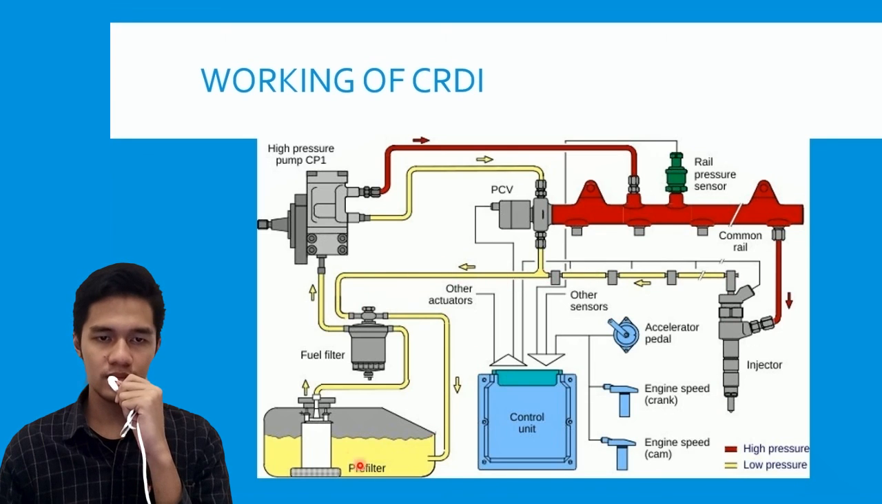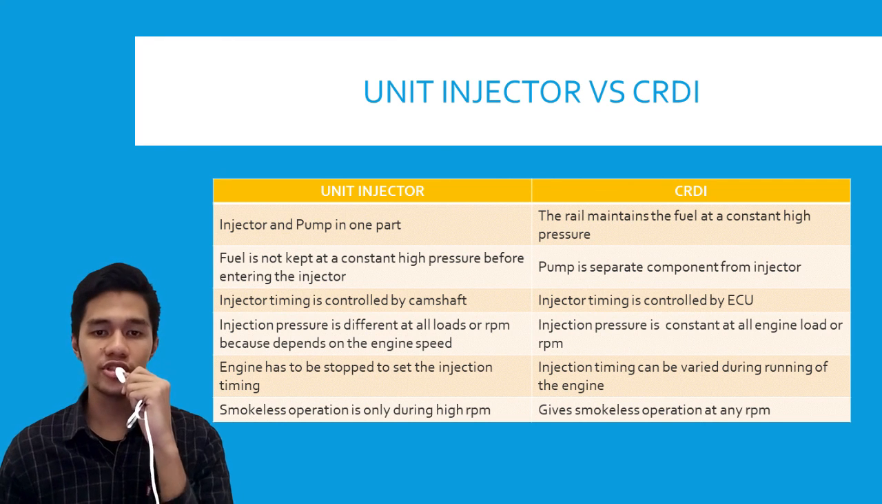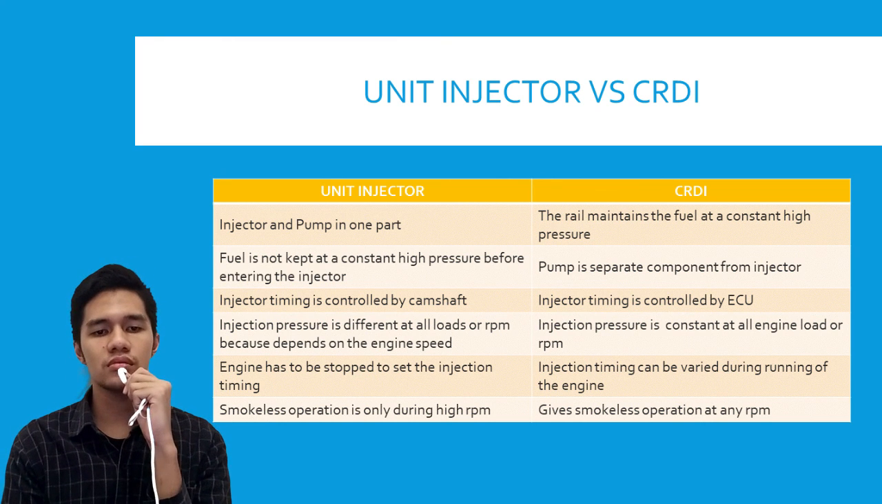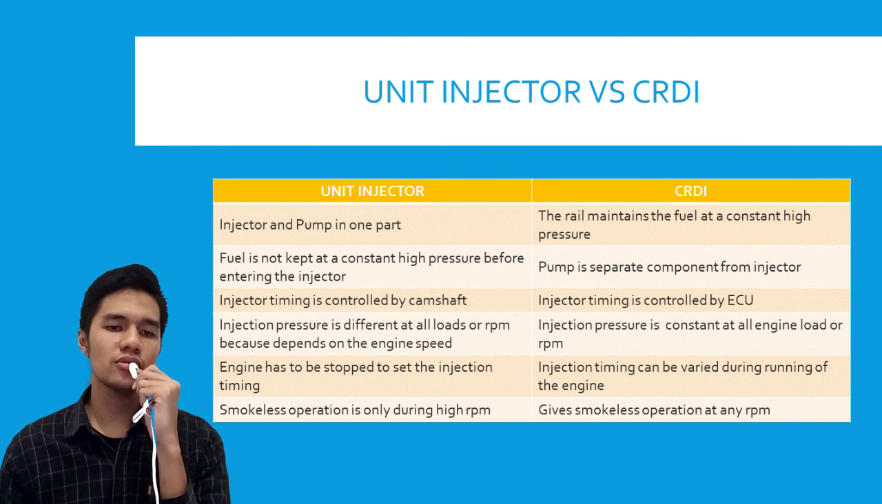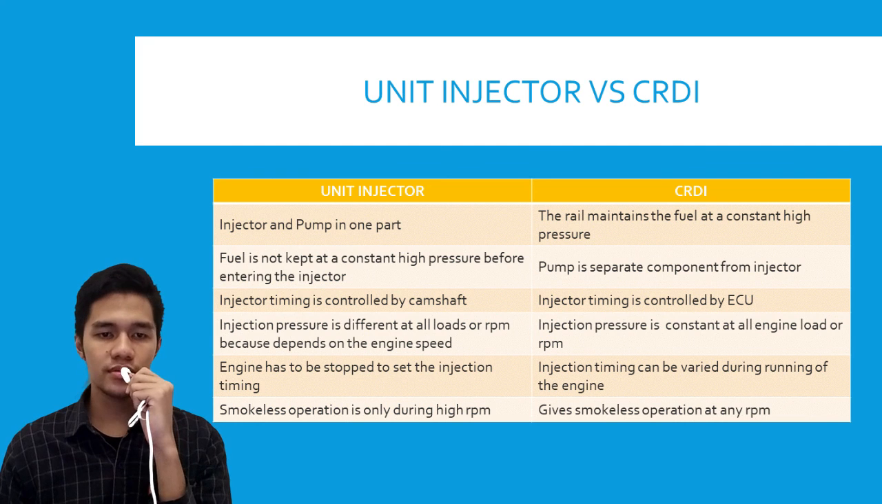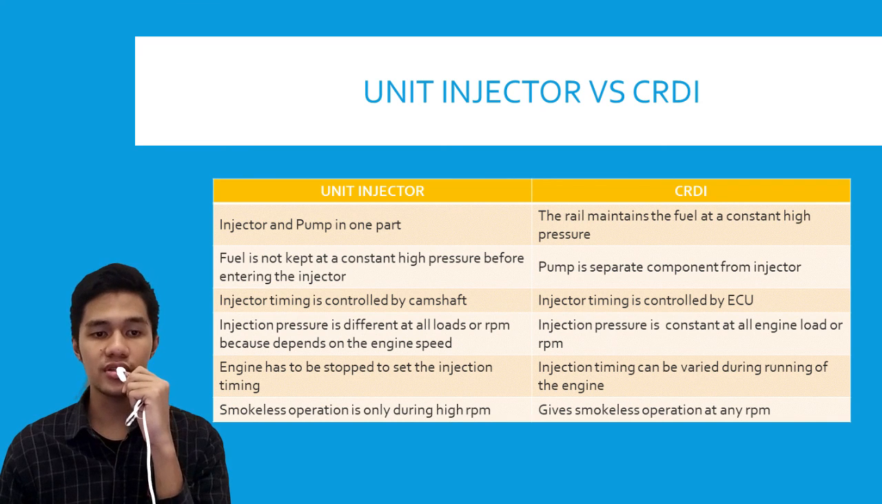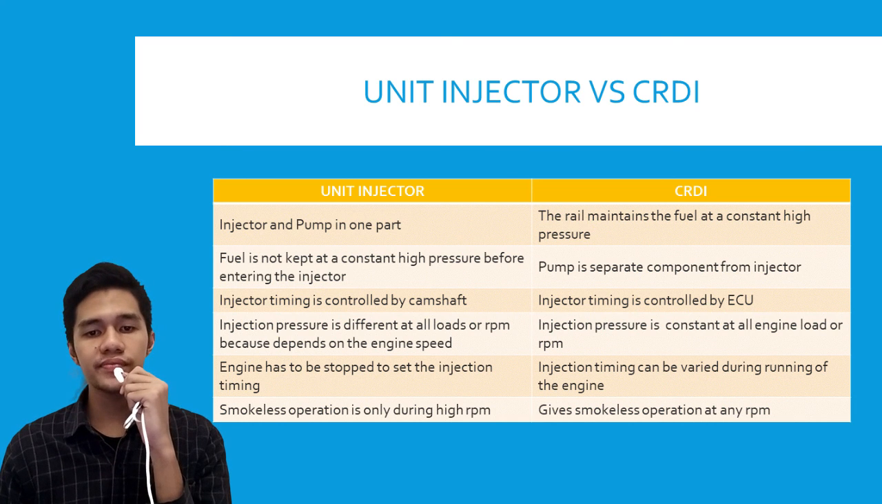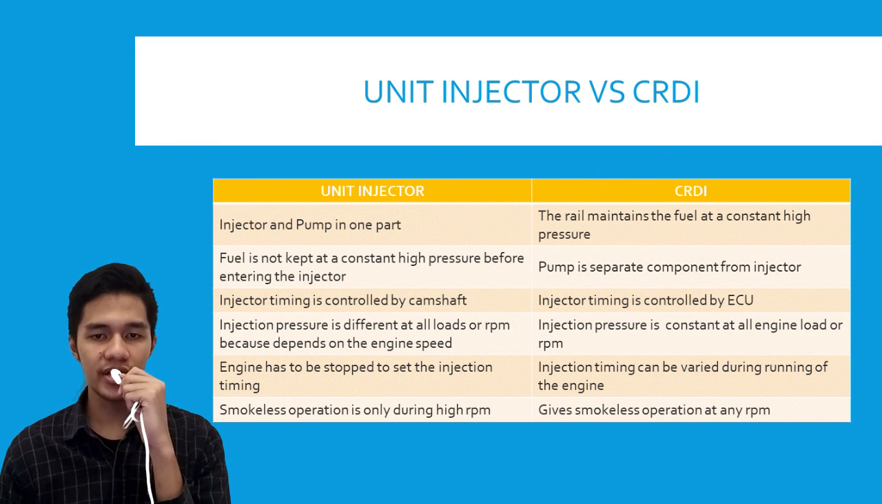So what's the difference between the unit injector and CRDI? The unit injector is the conventional injector. In a unit injector, the injector and the pump are one part. However, in the CRDI system, the injector and the pump are separate components. In the unit injector, fuel is not kept at constant high pressure before entering the injector. However, in CRDI, the rail maintains the fuel at a constant high pressure.